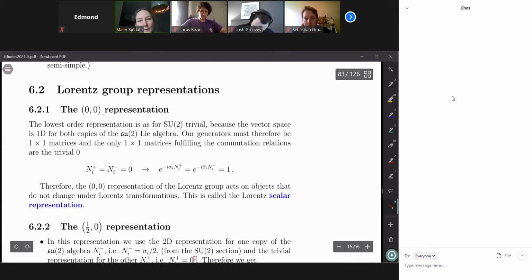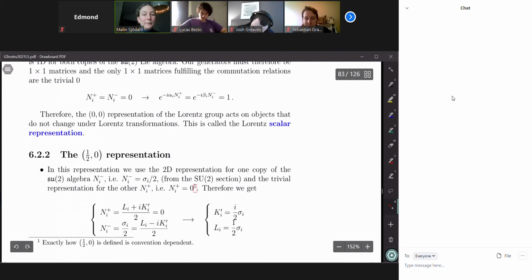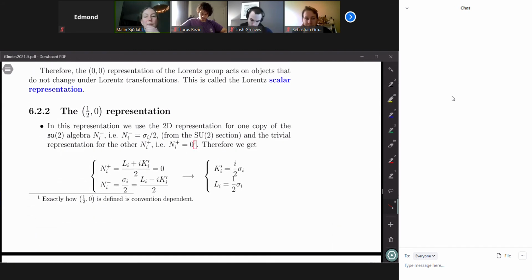So recall that this is a representation of the group. It is, however, a trivial representation that gives us nothing interesting. It's a scalar representation, but it is a representation, and it's the lowest representation. So let's start from there. Then we come to the first interesting representation of the group, and that is when we take one of the n's, n plus or n minus, to be something, and the other one to be 0.